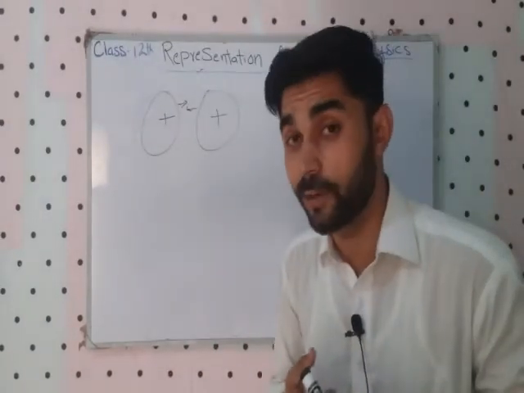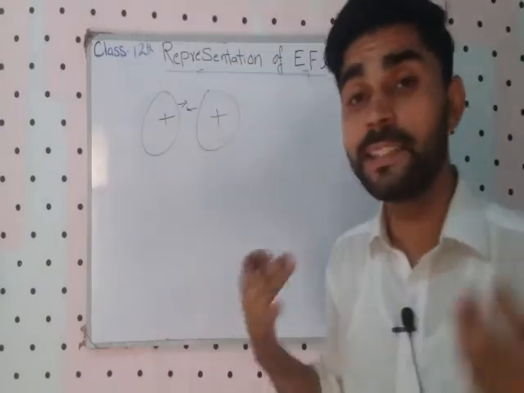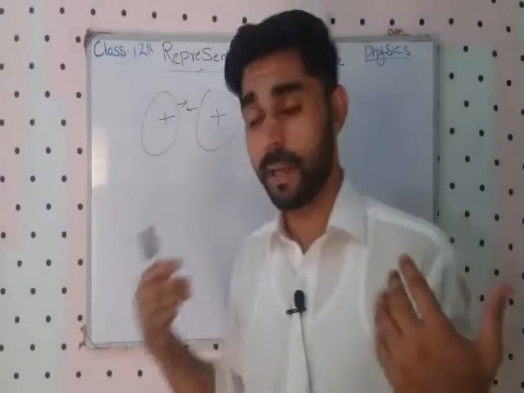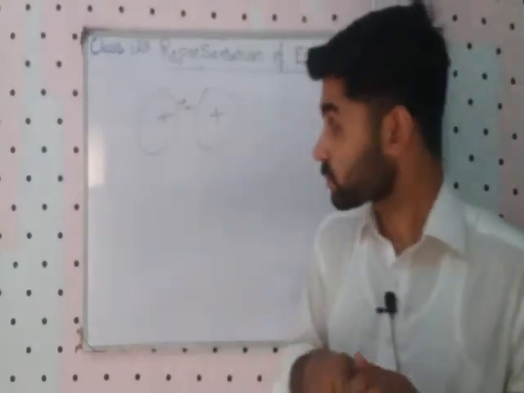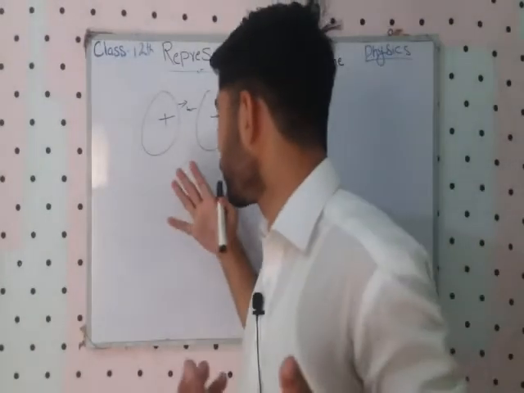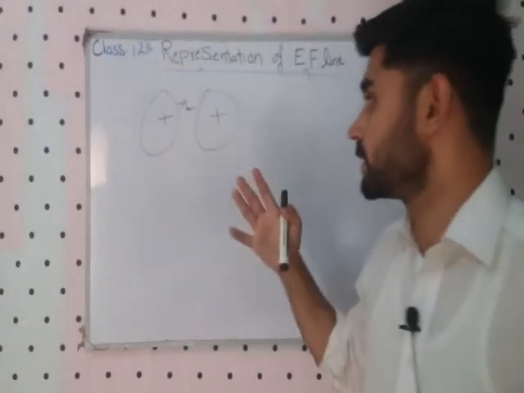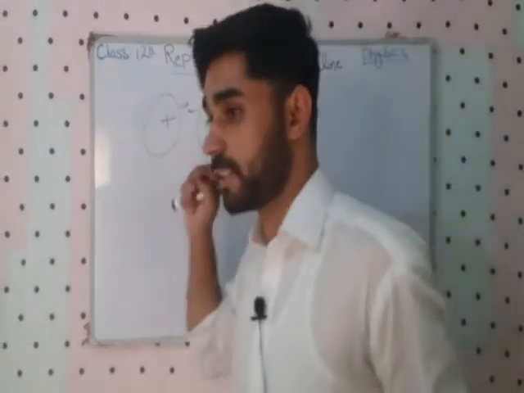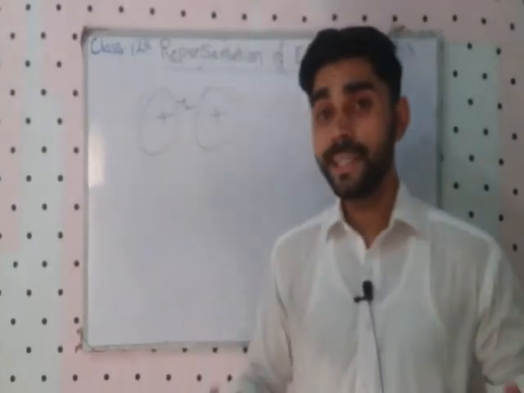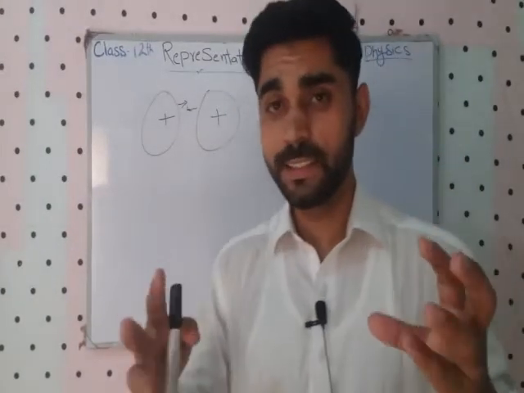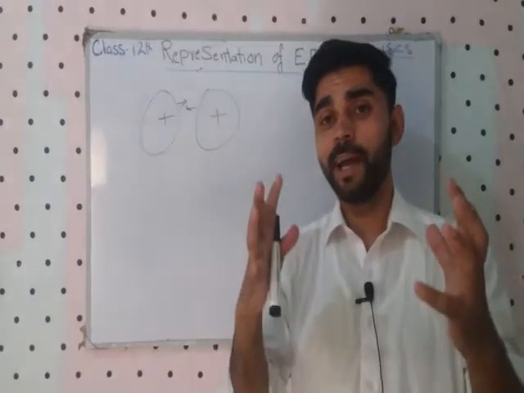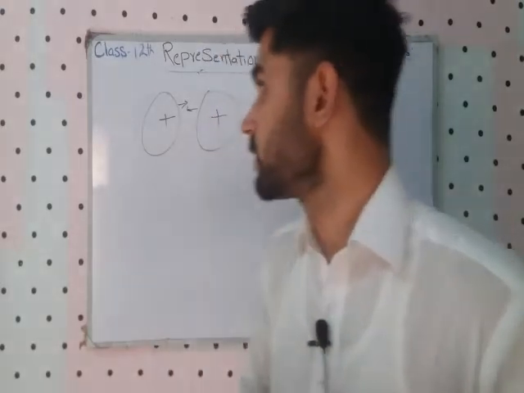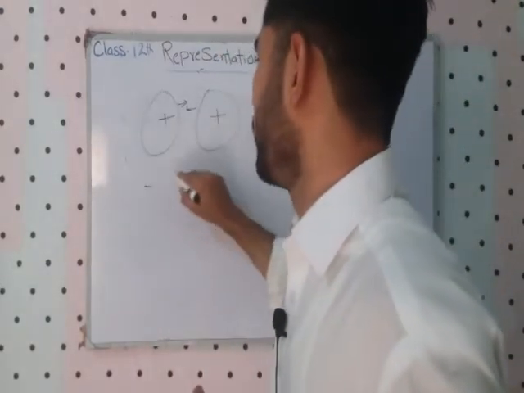Is there any gravitational force? No, because the charges have no mass. So how can they apply gravitational force? So what is there that both charges apply force of repulsion or force of attraction on each other? There is a region where both charges apply force on each other, force of repulsion or attraction. This region is called electric field.